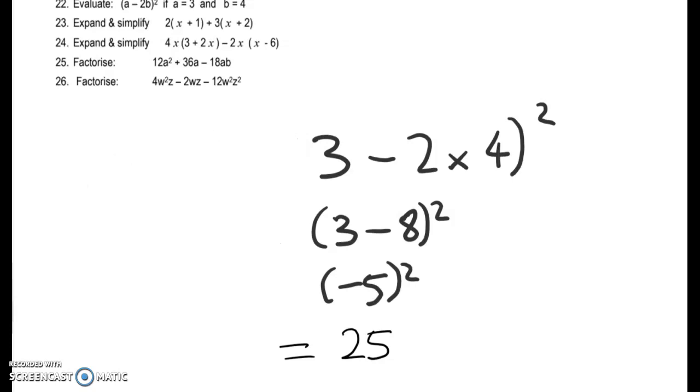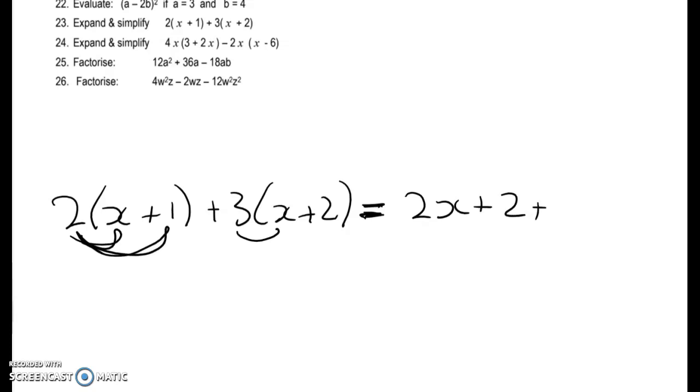Right, the next 2 questions are both expand and simplify. So the expand part's easy, and the simplify means we're going to focus on our like terms. So we've got 2 times x plus 1 plus 3 times x plus 2. This is a straightforward one because there are no negative signs to watch out for in here. So we've got 2 times x plus 2 times 1 plus 3 times x, 3x, plus 6. Cleaning that up, collecting my like terms, I get 5x plus 8.